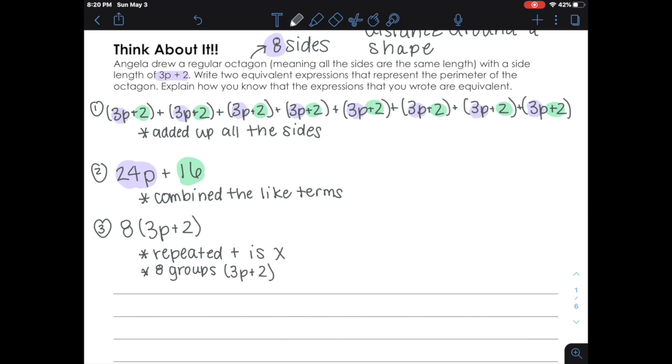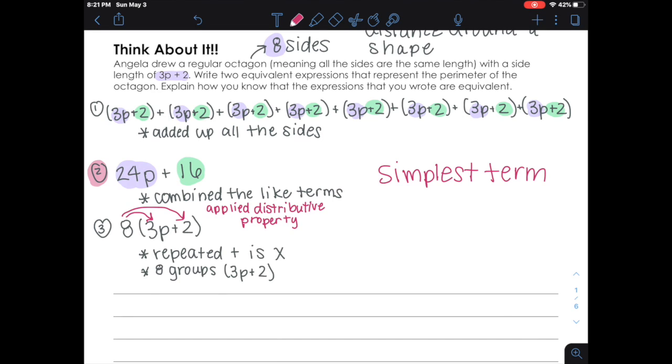So now which one of these do you think is the simplest terms? Because one of these 3 expressions is in the simplest term. So the one with the simplest term is number 2. Okay, we actually also applied the distributive property to get here. So not only could we have added the like terms, but if we go from expression 3 to expression 2, notice we can distribute our 8. And when we distribute it, it multiplies. So 8 times 3p gives us 24p, plus 8 times 2 gives us 16. So we also apply the distributive property on this one.